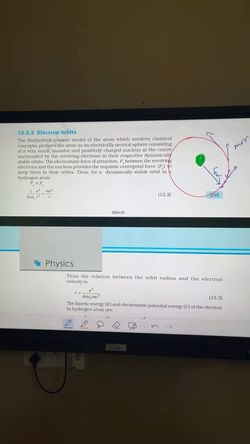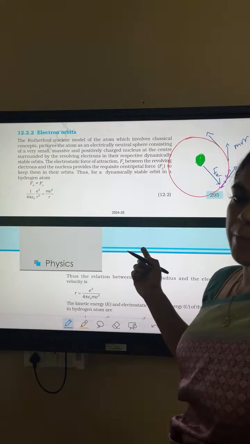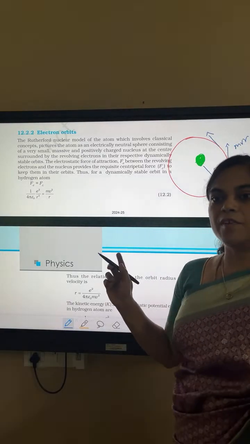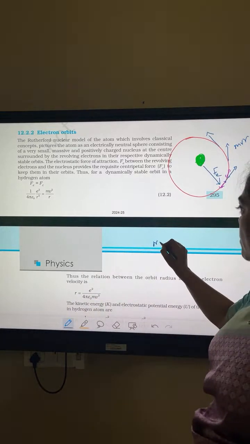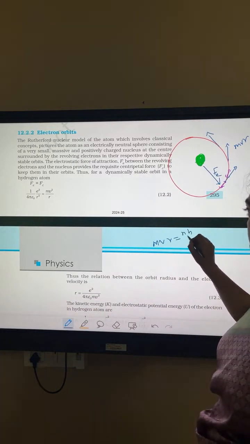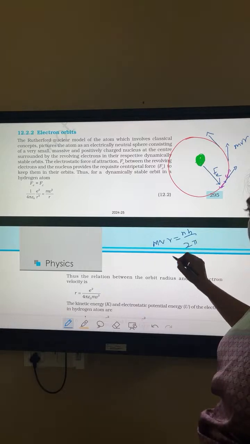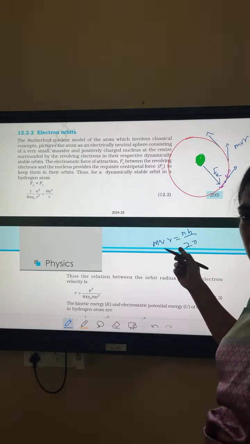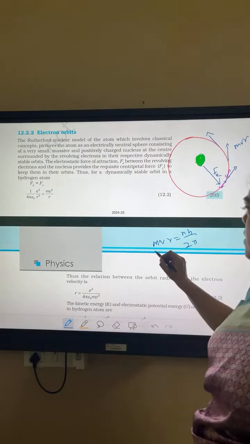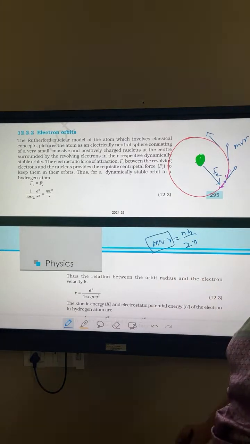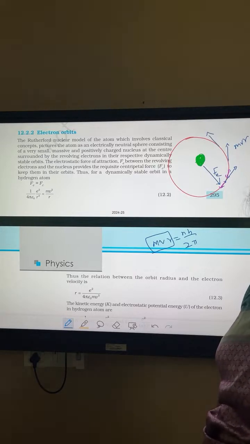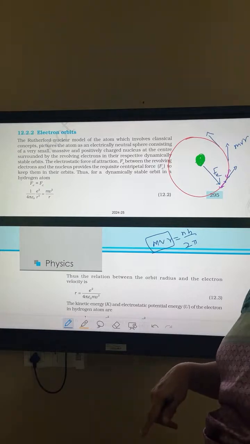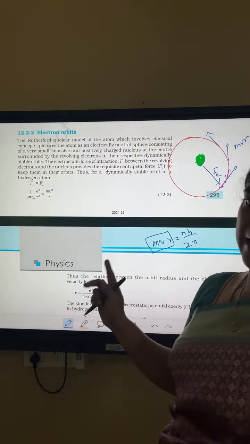So angular momentum is mvr. Bohr's postulates confirm that mvr is the angular momentum, and it is equal to nh by 2 pi. This is the integral multiple of h by 2 pi, as we have discussed. Is this linear momentum? Sorry, it is angular momentum, mvr, not mv square by r. I'm not talking about centripetal force. Angular momentum, Bohr's second postulate.